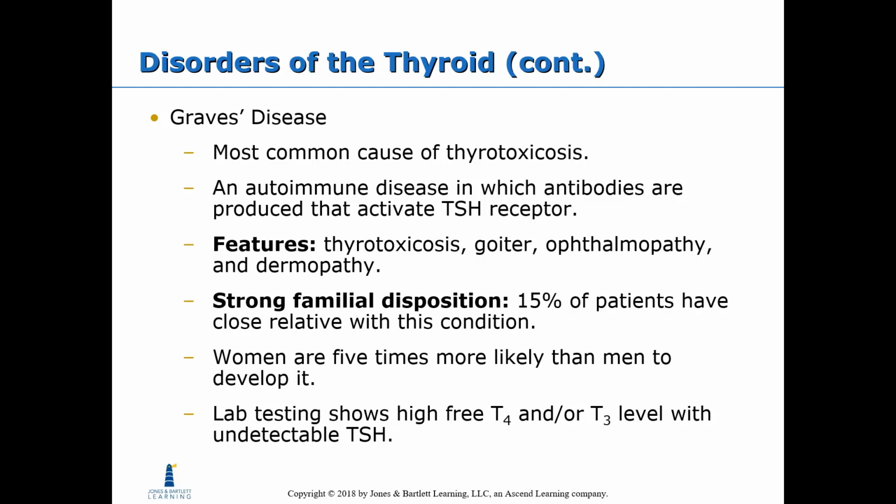Graves' disease is the most common cause of thyrotoxicosis, and we talked about this earlier, but it's an autoimmune disease in which antibodies are produced that activate the TSH receptor. Features include thyrotoxicosis, goiter or swelling of the thyroid, which causes the neck to be enlarged, ophthalmopathy or bulging of the eyes and poor vision, or dermopathy. Strong familial disposition. 15% of patients have a close relative with this condition. Women are 5 times more likely than men to develop it, and lab tests show high free T4 and/or T3 level with undetectable TSH.